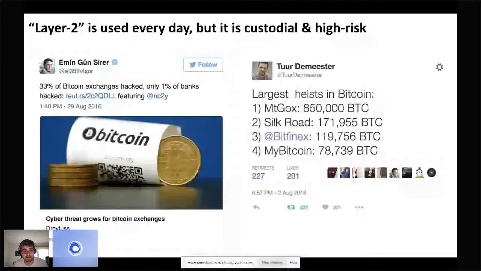By 2016, it was said that 33% of Bitcoin exchanges had been hacked. And when they get hacked, it is quite a large scale hack. In 2014, Mt. Gox lost 850,000 Bitcoin. Bitfinex in 2016 lost 120,000 Bitcoin. So we're locking our coins into the scalability solution, but it's fully trusted and is actually very high risk.